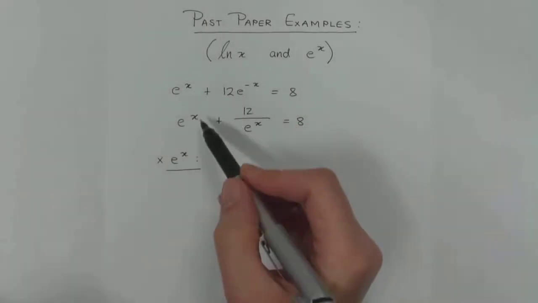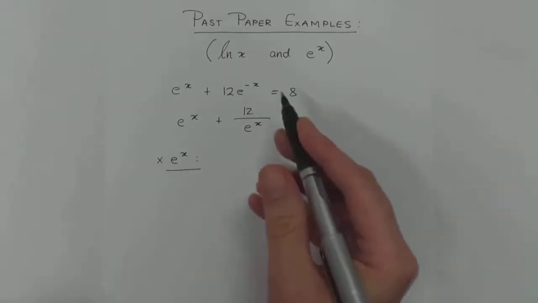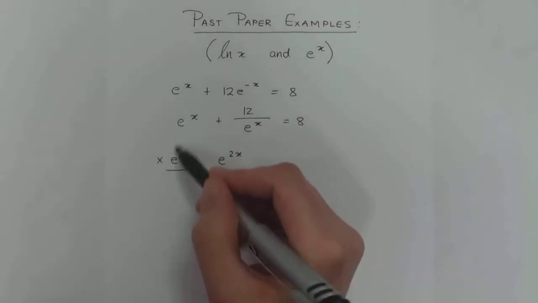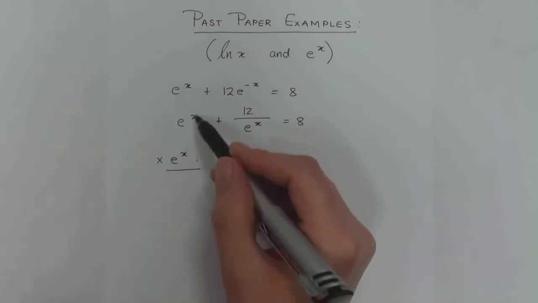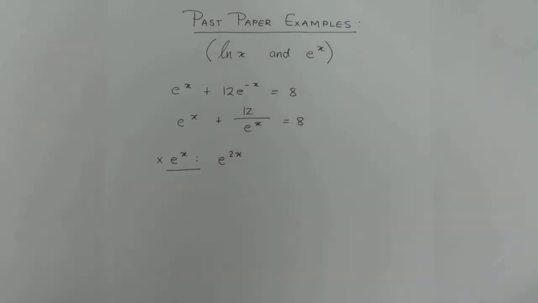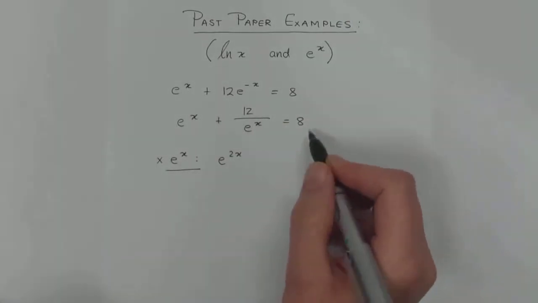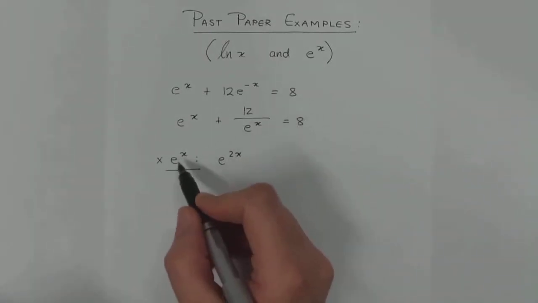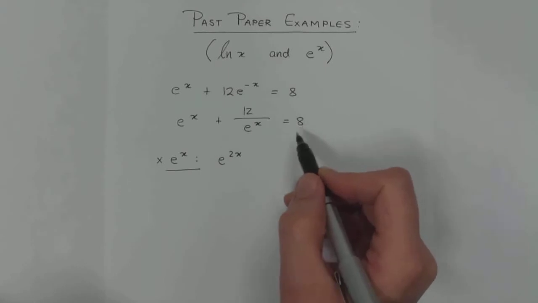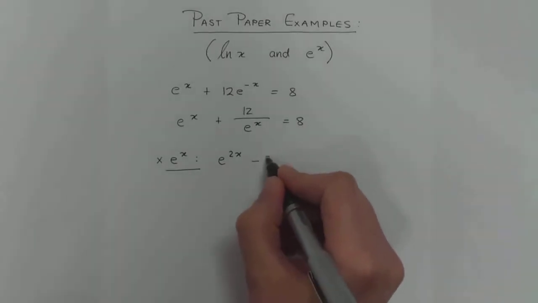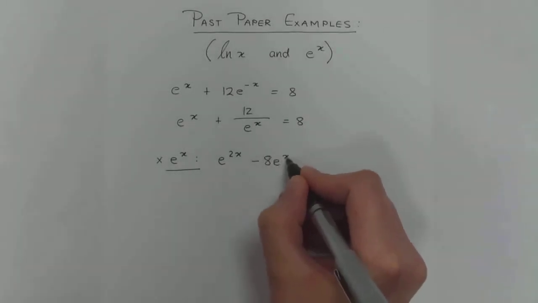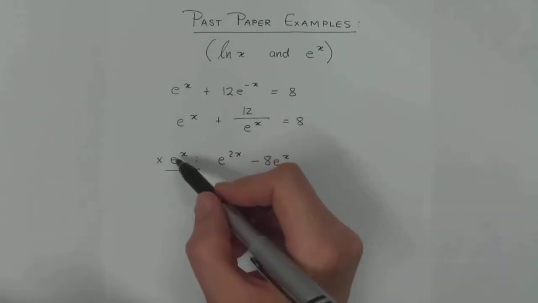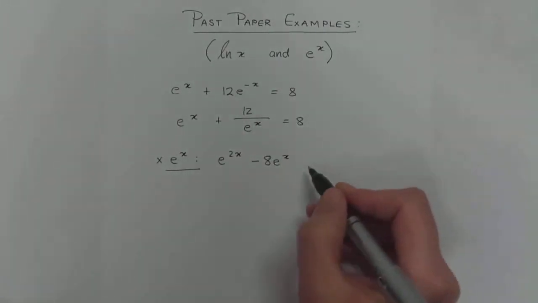And then, careful, e to the power of x times e to the power of x is e to the power of 2x. Because when I multiply these two and the bases are the same, I add the exponents, so it's x plus x, which is 2x. Now, I'm going to rearrange it as well, because I'm going to multiply that 8 by e to the power of x, which then means this is going to be minus 8e to the power of x. And I'm going to multiply the fraction by e to the power of x, which means e to the power of x divides into e to the power of x, so I have 12 over here.